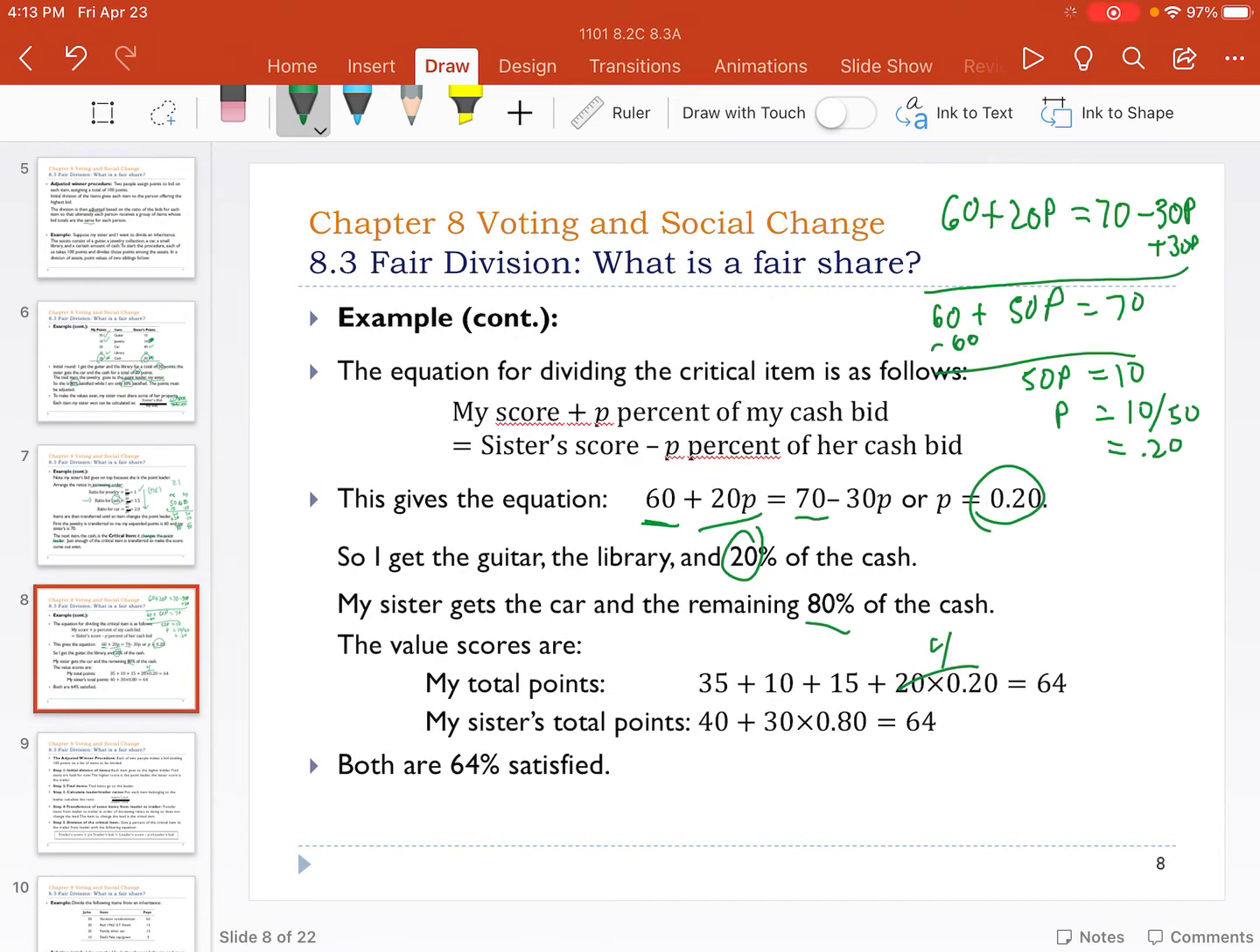Probably would be a little easier to look at how the sister did. She got all 40 points for the car, so that's a big ticket item, and then 80% of the 30 points involved. And that's going to be 24 points, and 40 plus 24 is 64. They're both, as they say, 64% satisfied, and that is the best we can do from an objective standpoint.